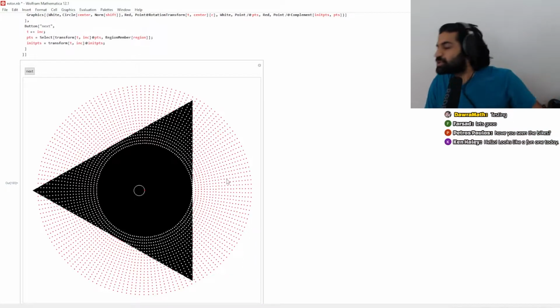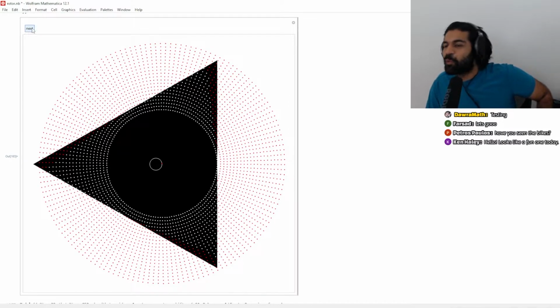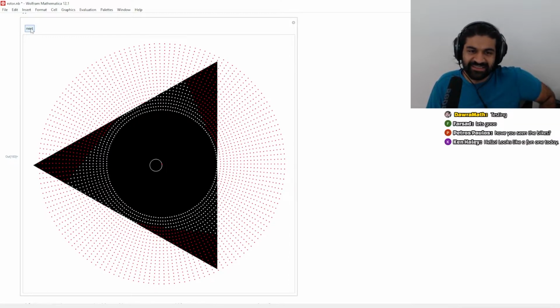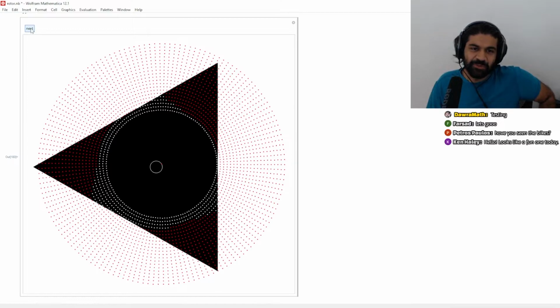This is my initial collection of points. I already started coloring red the ones that are lying outside of the triangle. And then as I hit next, the points that are colored red are canceled. So if any of the white points ever dips outside of the triangle, it's basically done for. So you can just keep doing this over and over again, and you wait to see what happens.